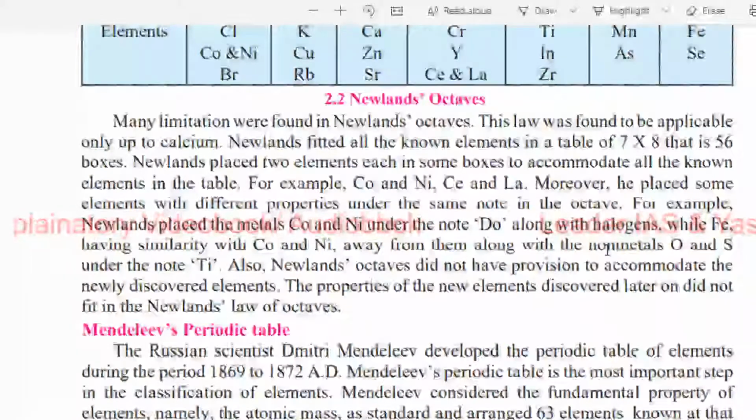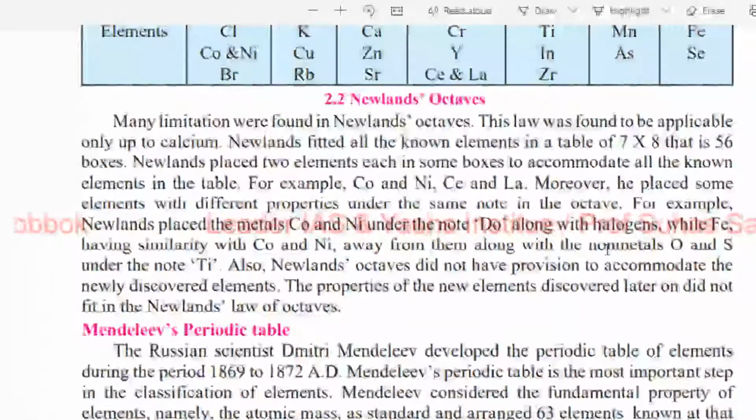Newlands fitted all the known elements in a table of 7 by 8, that is 56 boxes. Newlands placed 2 elements each in some boxes to accommodate all the known elements in the table. For example, cobalt and nickel, selenium and lanthanum, cerium and lanthanum.